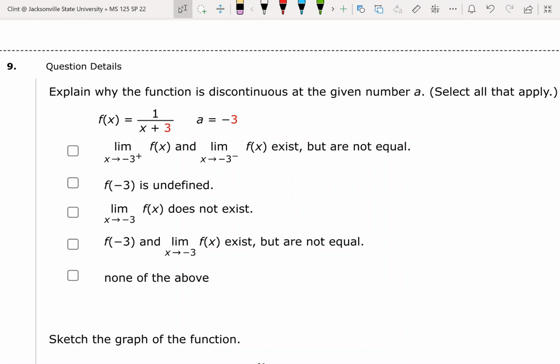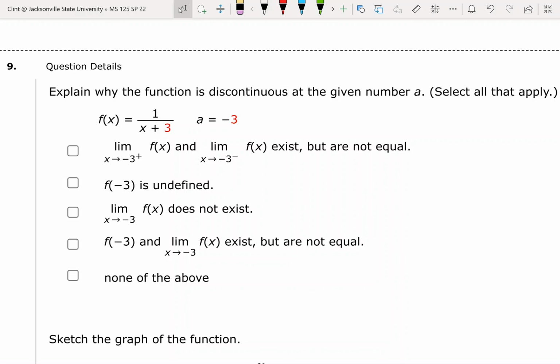The function has to be defined at whatever particular x value. So here, would this function be defined at -3? Nope. And then we need the limit to exist at the x value. Would the limit exist on this one? Well, you could say it's infinity. Say it's an infinite limit. And then we would need the 2 to be equal, right? The functional value and the limit to be equal. We can't have that because we don't have a function definition.